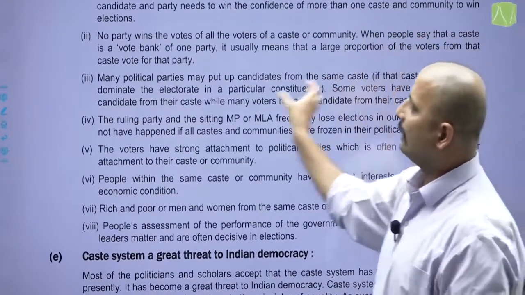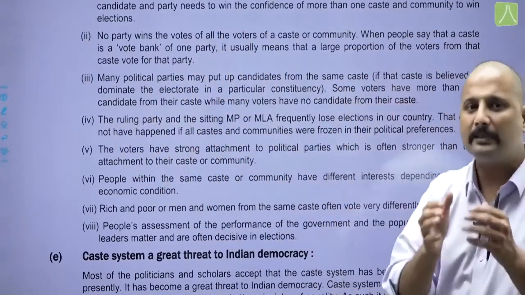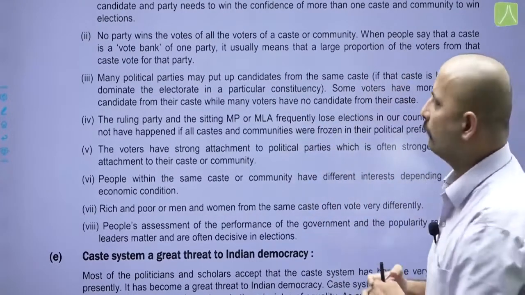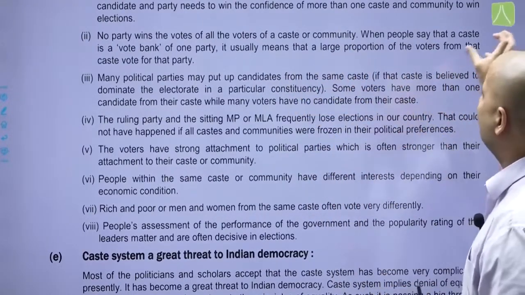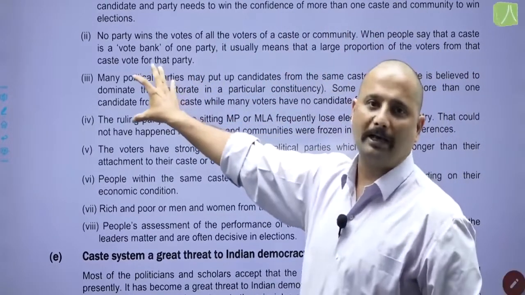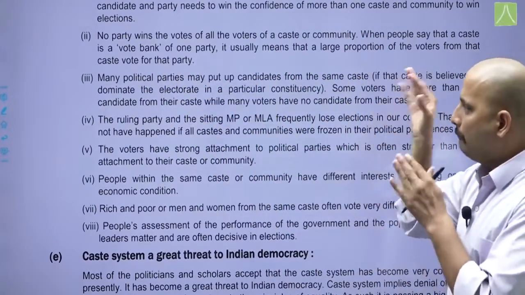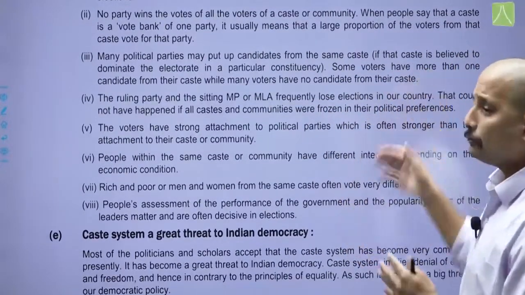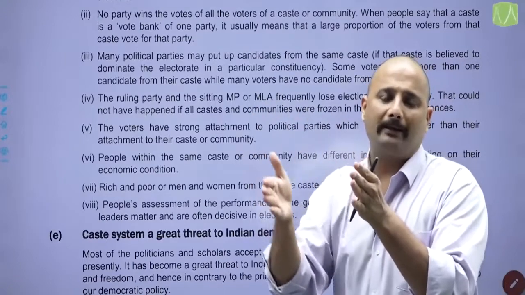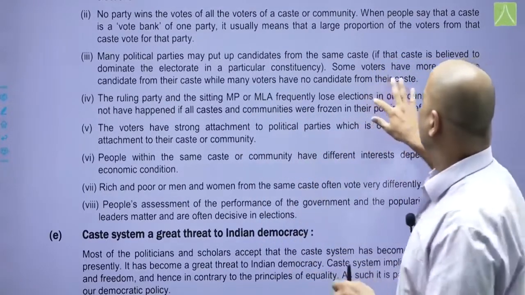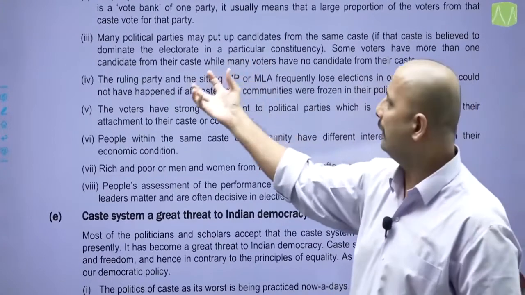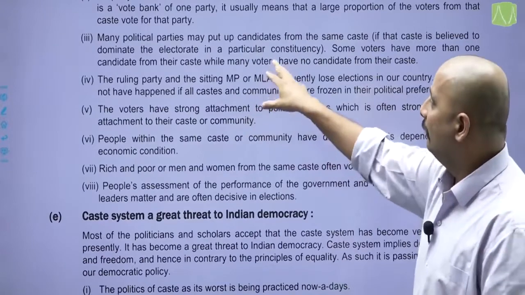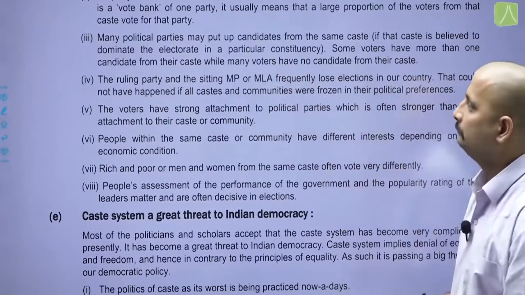When people say that a caste is a vote bank of a party, it means the larger chunk or share of those people from that caste are in support of that particular party. It usually means that a large proportion of the voters from that caste vote for that party. Many political parties may put up candidates from the same caste so that votes may get sliced up, if that caste is believed to dominate the electorate in a particular constituency. Some voters may have more than one candidate from their caste, while many voters have no candidate from their caste.